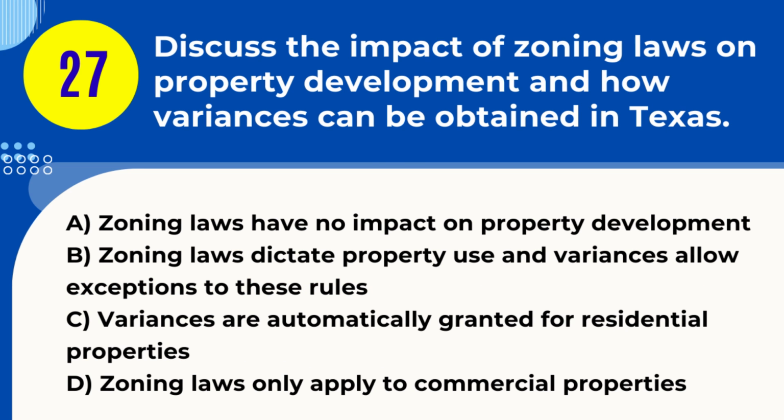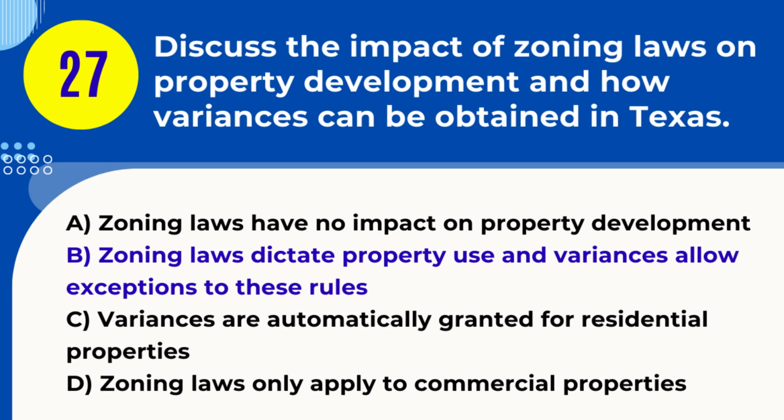Question 27. Discuss the impact of zoning laws on property development and how variances can be obtained in Texas. A. Zoning laws have no impact on property development. B. Zoning laws dictate property use and variances allow exceptions to these rules. C. Variances are automatically granted for residential properties. D. Zoning laws only apply to commercial properties.